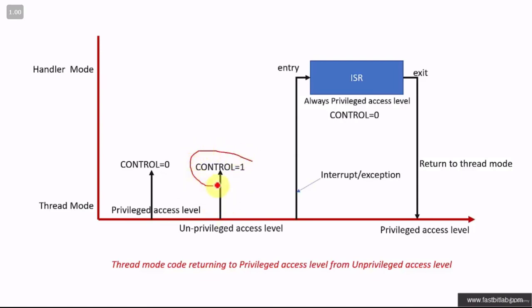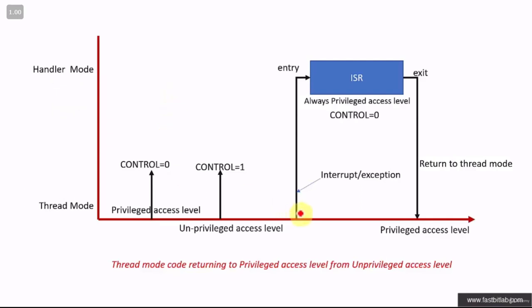Once you are in unprivileged access level, you cannot go back to the privileged access level. That's not possible. Why? Because by being in unprivileged access level, you cannot access this control register. That's a trap. Because to modify the control register, you need privileged access level. There is one way you can go back to the privileged access level. That is to move the mode of the processor from thread to handler mode. How do you do this? By triggering a system exception or by triggering an interrupt.